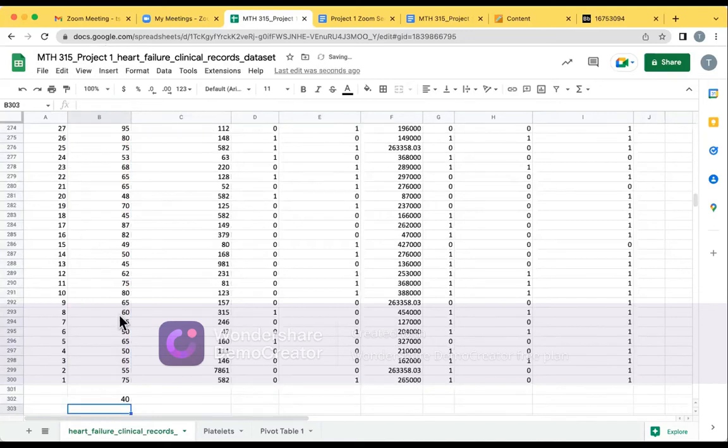And there it is. The minimum, the youngest person, was 40 years old. That patient who was 40 was the youngest person. So I could do the same thing with the maximum.